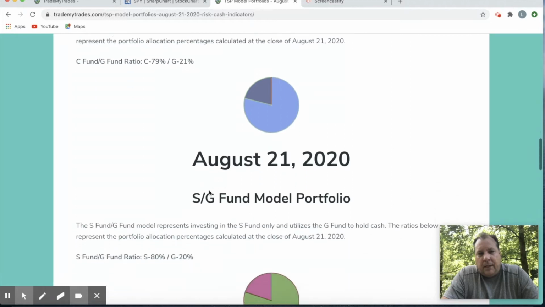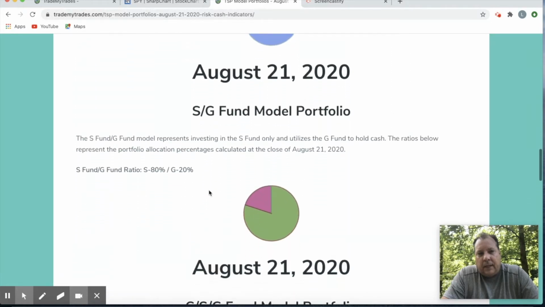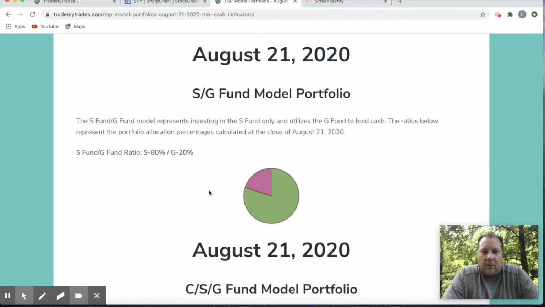Now, when we go down and we look at the S fund, and there are some people that invest only in the S fund, they like the volatility that small caps represent. The risk cash indicator is saying to those folks that, hey, you shouldn't have more than 80% on the table right now, and you should be at least 20% in cash.